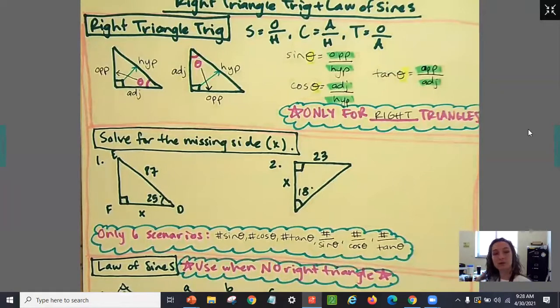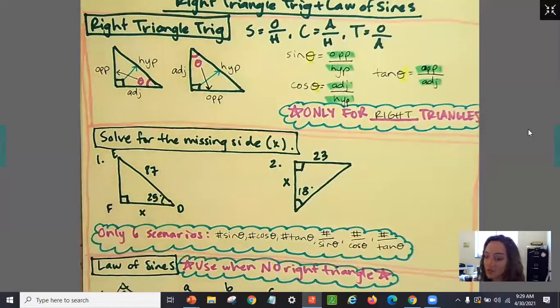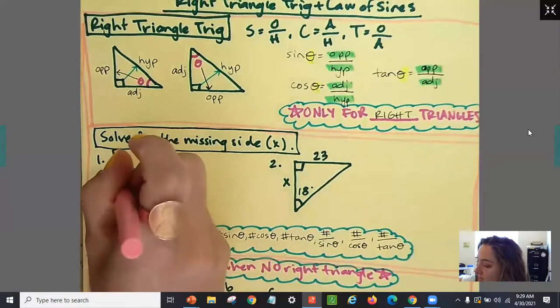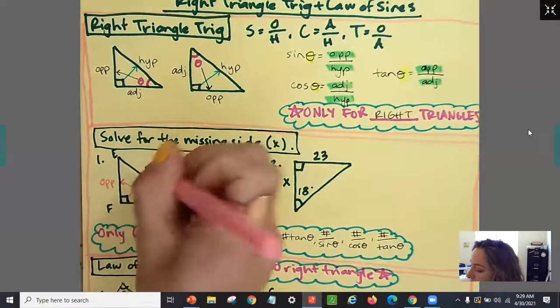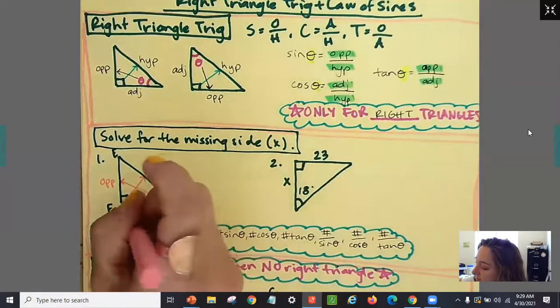All right, so let's look at this first problem. Solve for the missing side, which is x. So the first thing that we're going to do is we're going to label this figure, what are the different sides. So let's start. Let's look at the opposite side first. I'm going to put my finger on the angle. The side that I'm not touching is my opposite side. So that's going to be this side over here. This is my opposite side, and you can do this trick. Okay, the hypotenuse is going to be across from the right angle, so that's going to be this one over here. And then my adjacent is going to be the last one that I'm going to label, so it's going to be this guy right here.